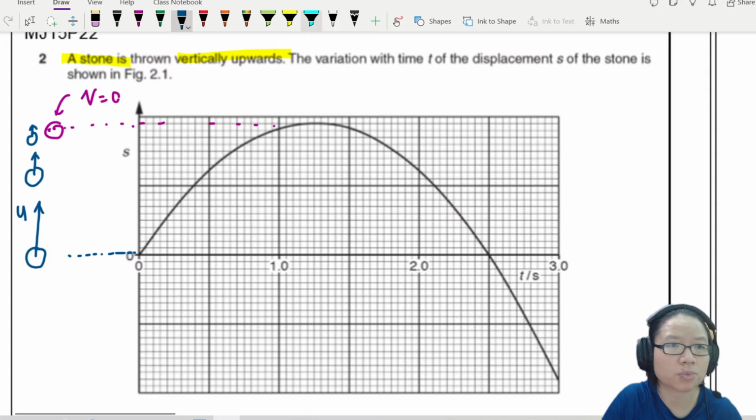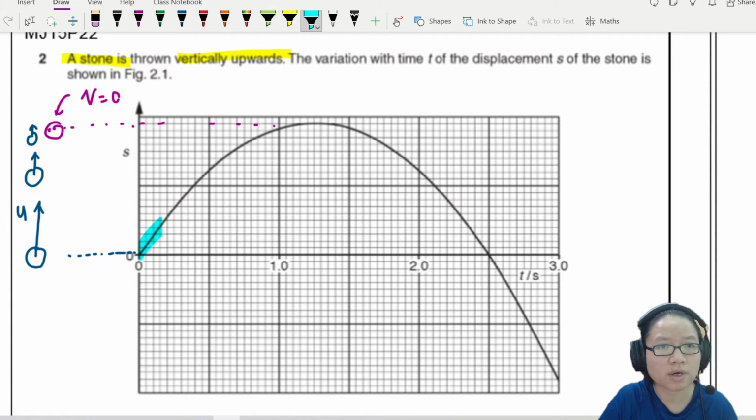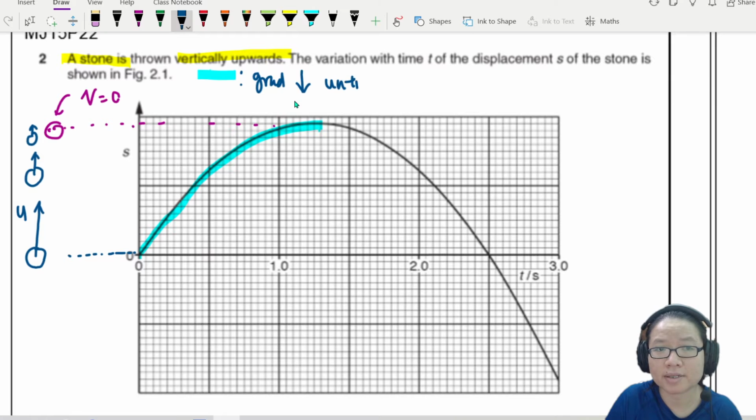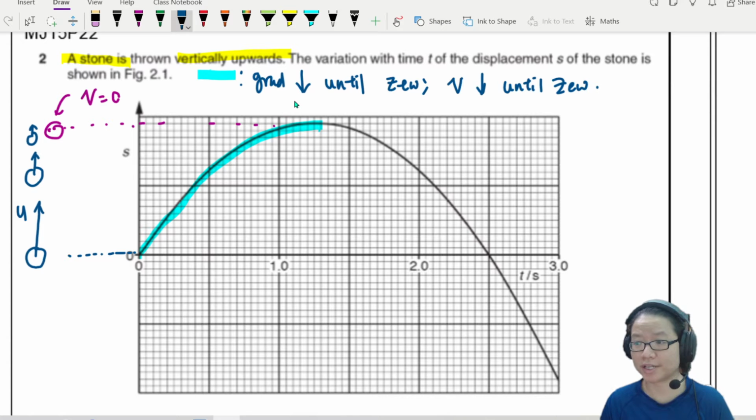How can we confirm this? Well, you can look at this gradient. From here all the way to the top, where the graph is flat, the gradient decreases until 0. I'm just going to not make the graph too messy. Here, the gradient decreases until 0, meaning velocity decreases until 0. So that's why we learn how to read and interpret the graph. It tells us what is going on.